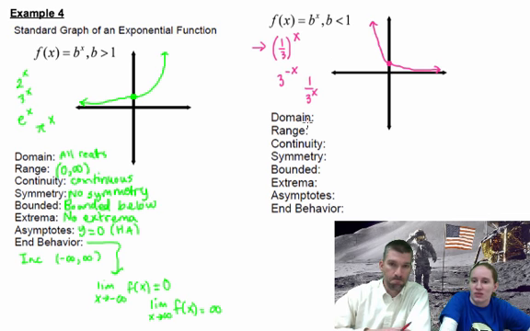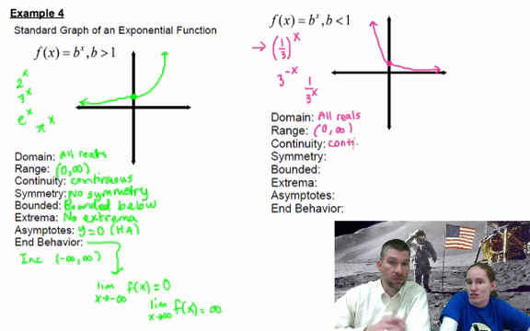So the domain, again, is all reals. We can put whatever number we want into the exponent area. Our range is still 0 to infinity, because we're above the x-axis. We're still continuous. We still have no symmetry. So all of that is the same. And we're still bounded below, because again, we don't fall below the x-axis.